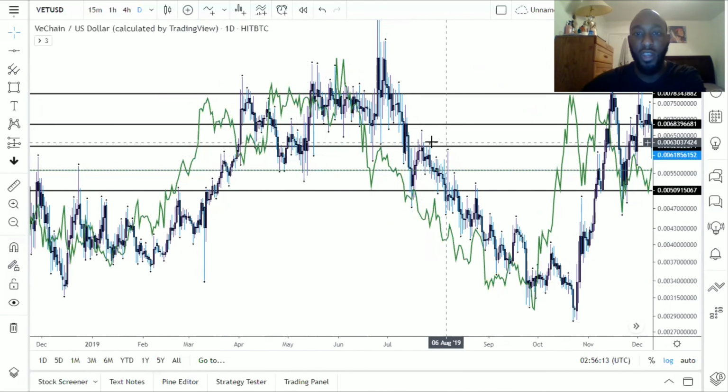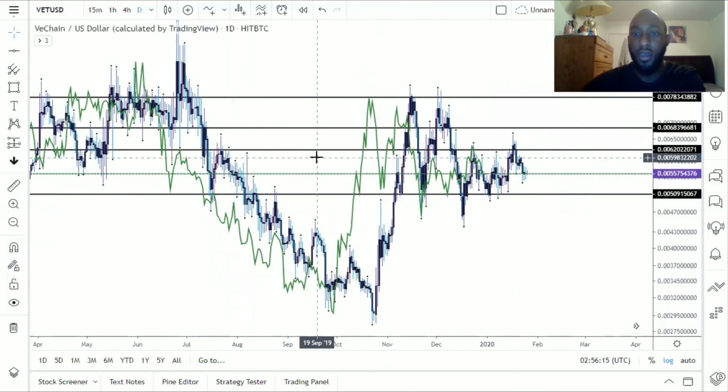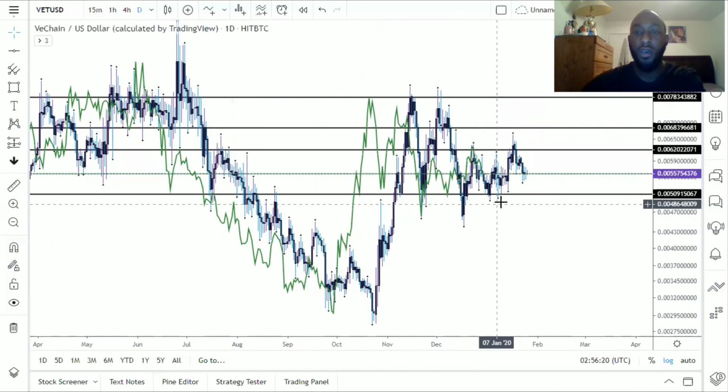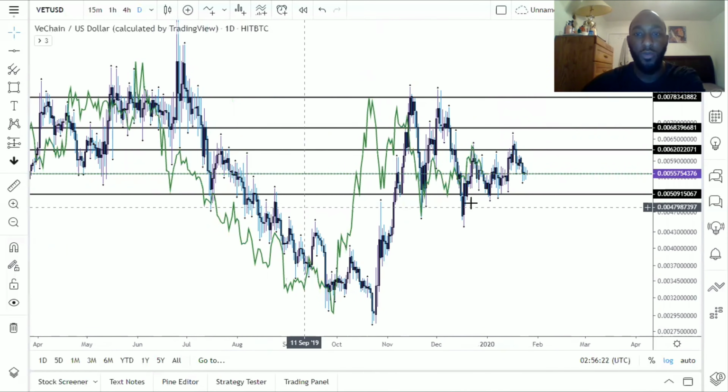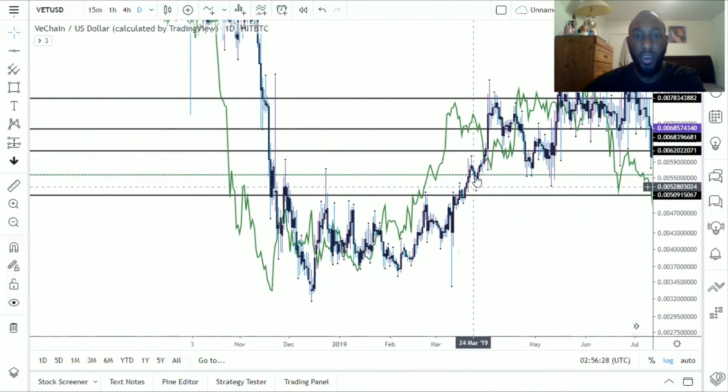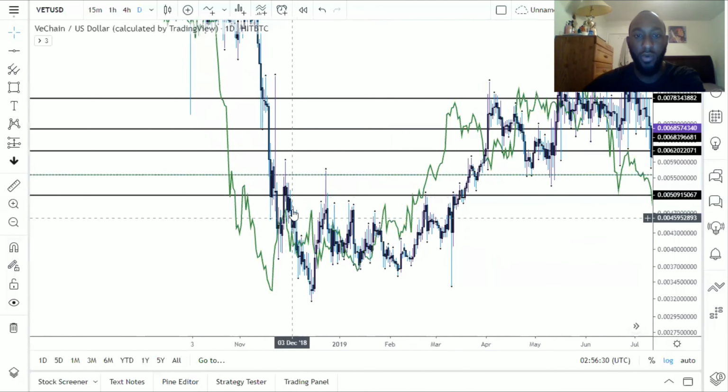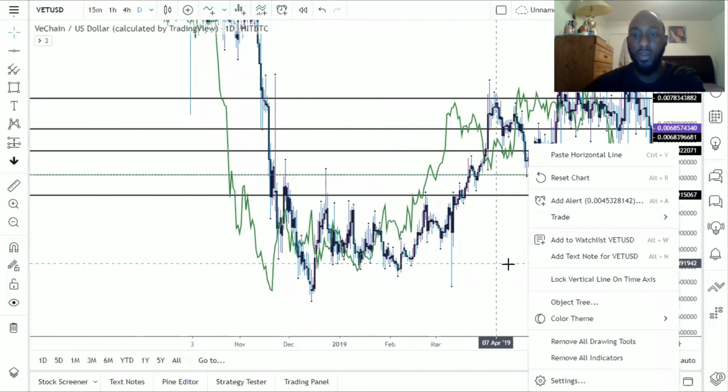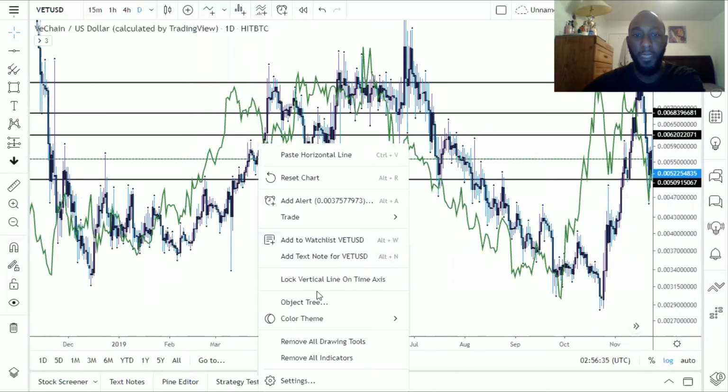As you can see here, it touched here, touched here. So that's already 3 touches. Here as well, 1, 2, 3, 4, and here's another one. Break here. It broke here. So yeah, these are all very good areas of support and resistance, as you can see.